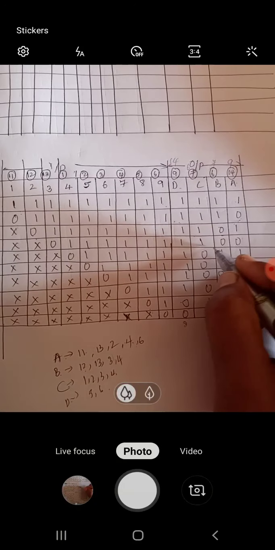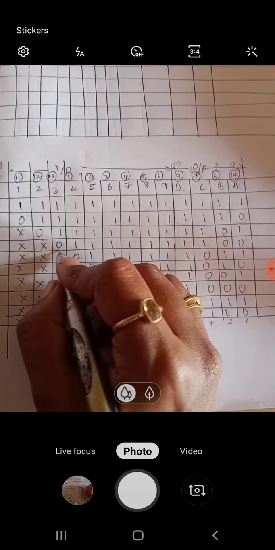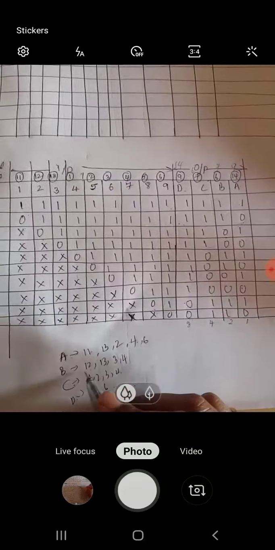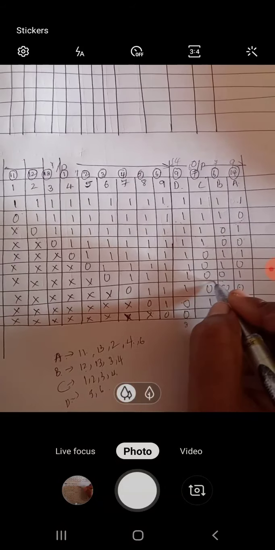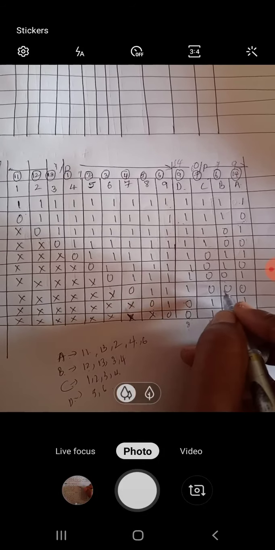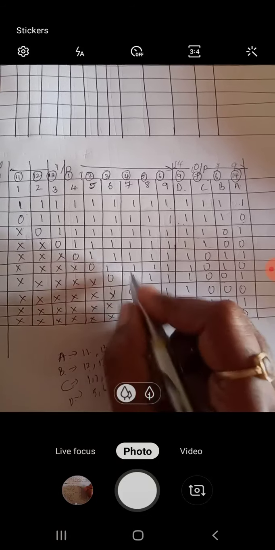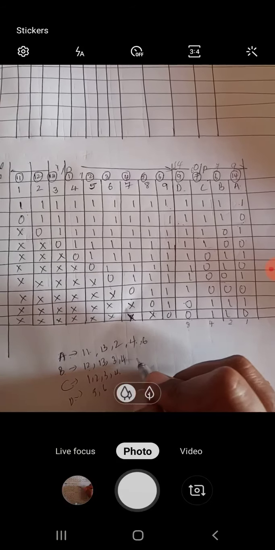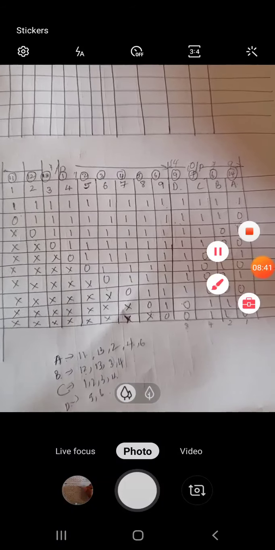Similarly one more 0 I have. So search for 0. I ended up here. So what is the number? Number is 13. So 12, 13. So it is again 2 more zeros. So 0. What is the column number? This is 3. And what is this? This is 4. So 12, 13, 3 and 4. Okay. Similarly for A. Okay. So now let us see the logical diagram of this.